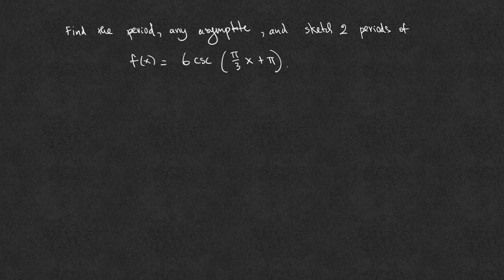Find the period, any asymptotes, and sketch two periods of f of x equals 6 cosecant of pi over 3 x plus pi. This is the graph of cosecant. The number 6 is the vertical stretch, and so we would make the graph longer vertically.